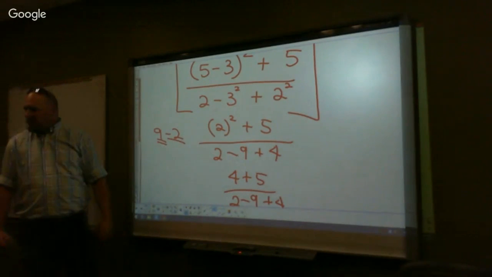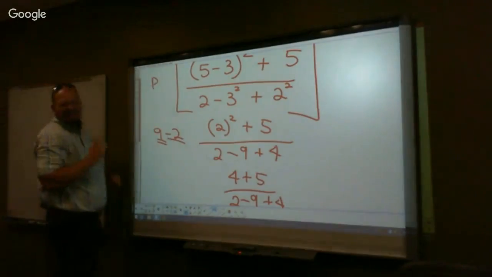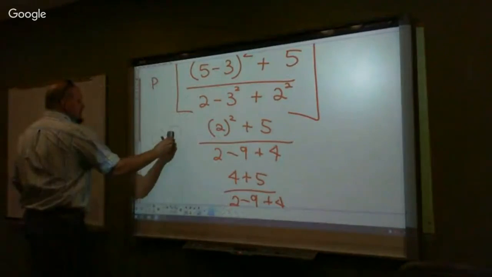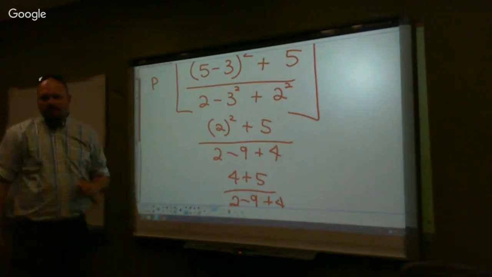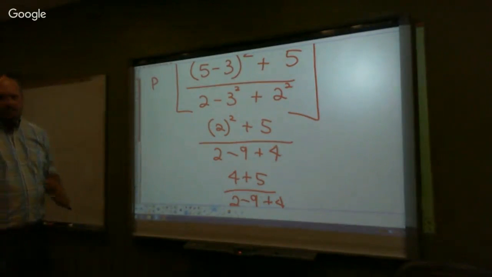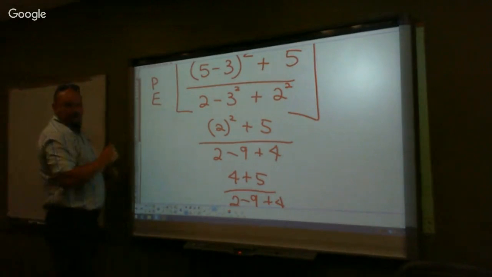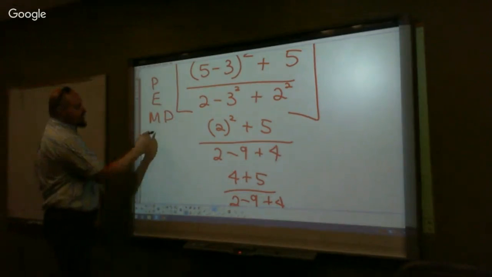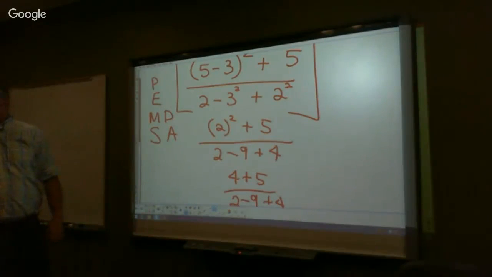That's how PEMDAS works. Because remember, in PEMDAS, we have parentheses, right? It's kind of tiered. I want you guys to think of this in tiers, okay? And when I say tiers, I don't mean tears. Priscilla, don't cry. Parentheses, exponents. Multiplication and division are their own tier, and then subtraction and addition are their own tier.